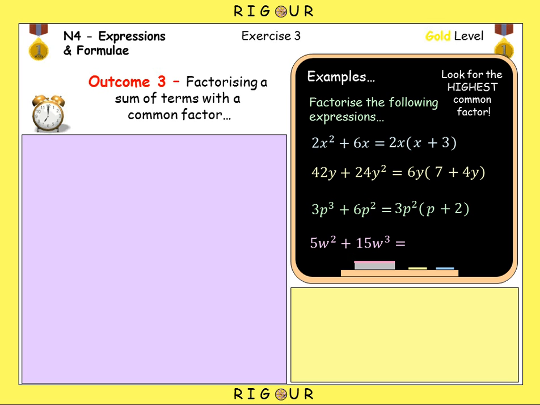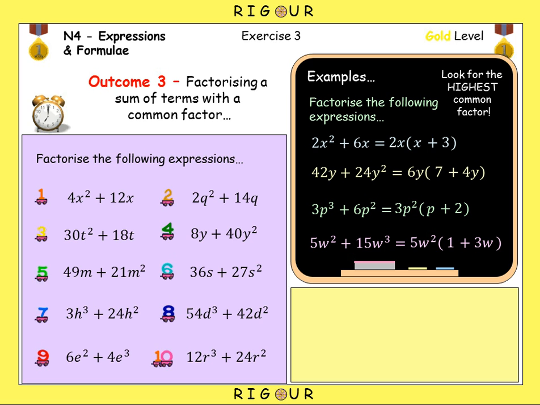And our last example, we've got 5w squared plus 15w cubed. So we can take a 5 out. We can also take a w squared out. So the highest common factor is 5w squared. 5w squared times 1 gives us 5w squared. And 5w squared times 3w gives us 15w cubed. And that's our 4 examples. So in a very similar fashion, here's 10 for you to try. And if you're working on these at home, pause the video now.